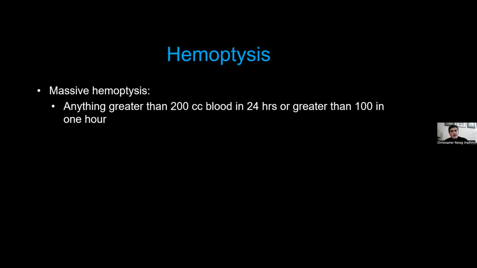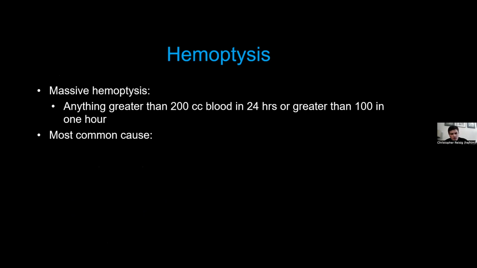Hemoptysis quantities, like what constitutes massive hemoptysis, depend somewhat on the size of the patient, but classically it's 200 cc's in 24 hours or greater than 100 cc's in an hour. In real practice, obviously, massive hemoptysis is when you see the hemoptysis and you go, oh, that looks like a lot of hemoptysis. That's massive hemoptysis.